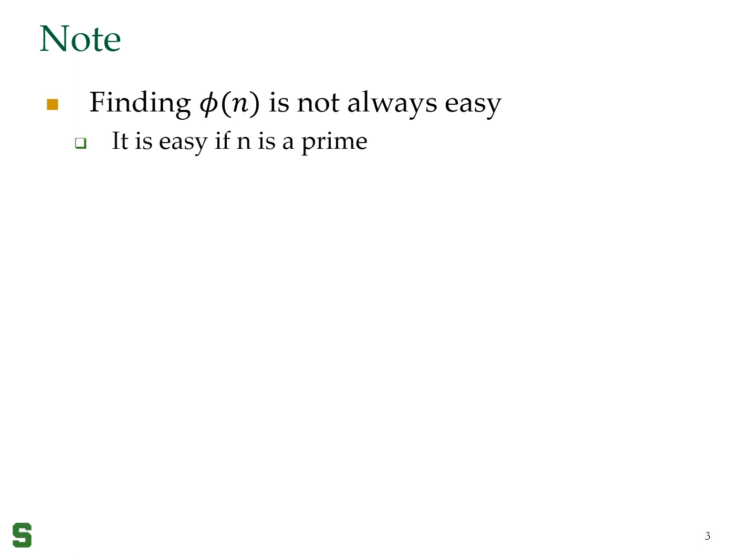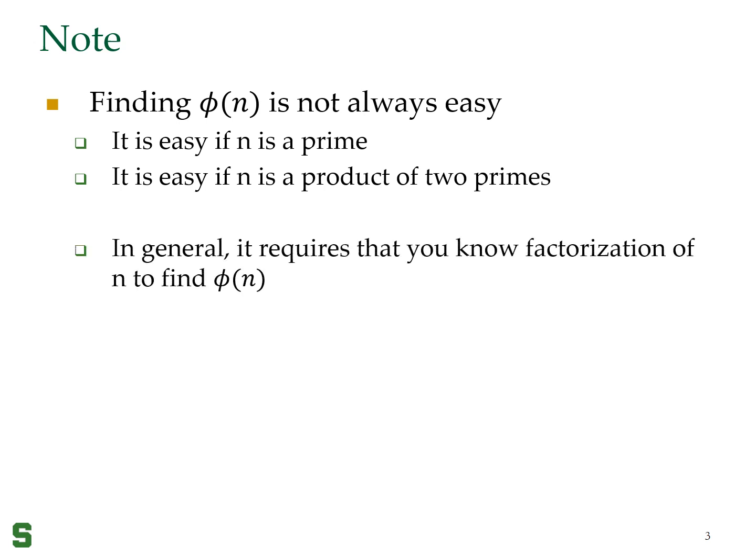I would like to add one note. Finding phi of n is not always easy. It is easy if n is prime because it's n minus 1. It's easy if it's a product of two primes, like 3 times 5 is 15, 7 times 3 is 21, 7 times 11 is 77, then it's easy. Otherwise, it is not always easy. In general, you need to know the factorization of n to find phi of n. And it turns out that factorization is a difficult problem when the numbers are large.